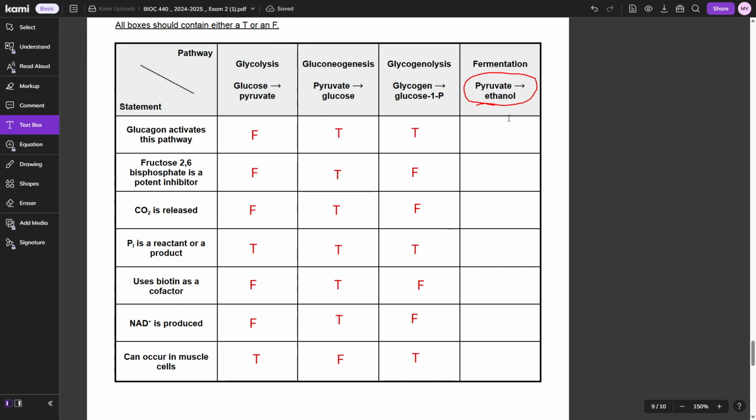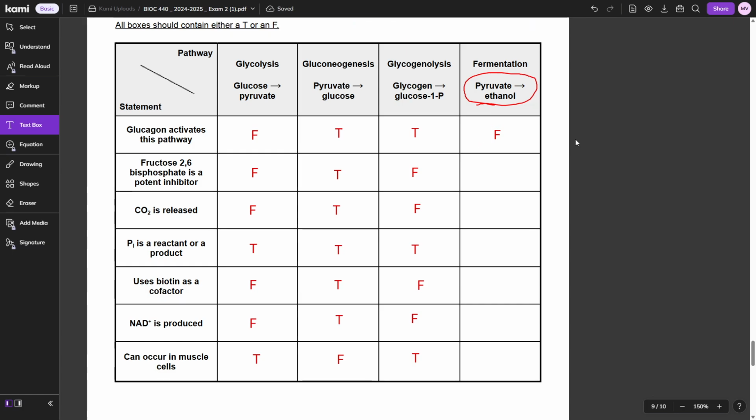Glucagon activates this pathway. Well, fermentation is going from pyruvate to ethanol, so you would have had to go through glycolysis, this whole process, to make ethanol. By that logic, you can say it's false because glucagon would do the reverse. Glucagon would actually go from ethanol back into pyruvate. So that's definitely false.